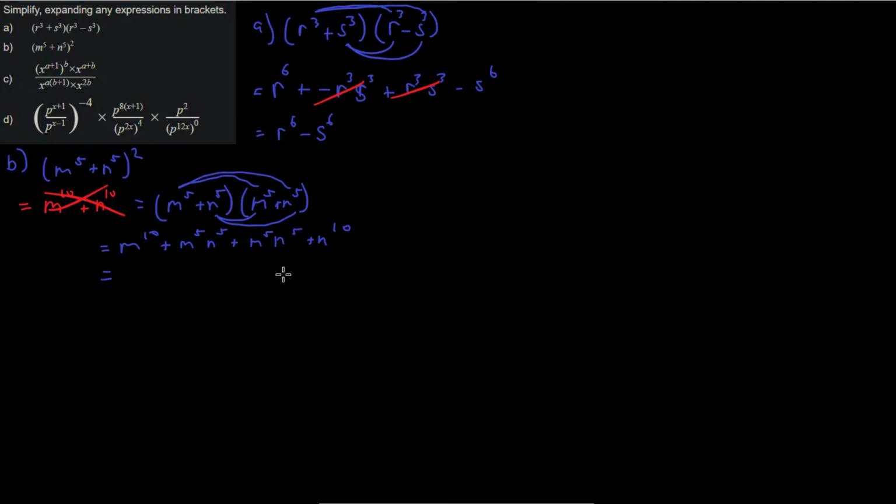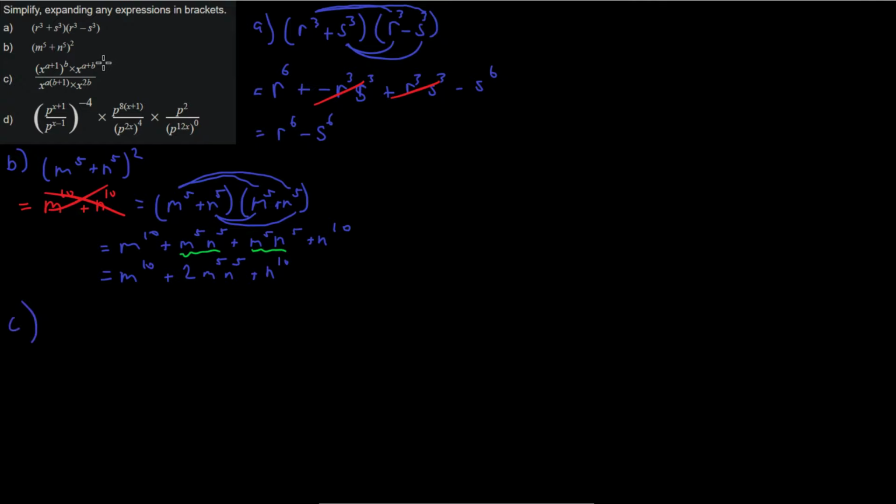So we can gather up some like terms. We've got this interesting character here, but we've got two of them. So we just put a 2 at the front and combine them. So we have m to the 10 plus 2 m to the 5 n to the 5 plus n to the 10. That's it for B. Let's have a quick look at C now.